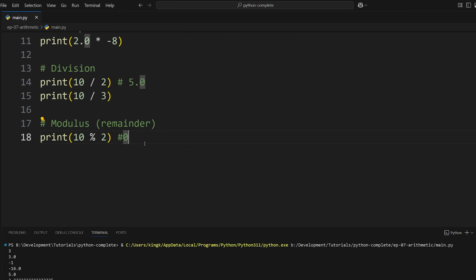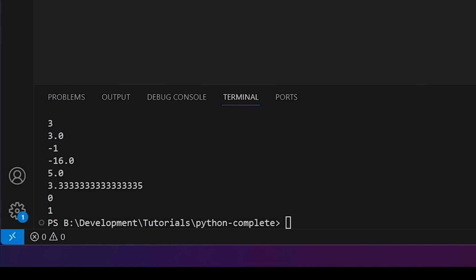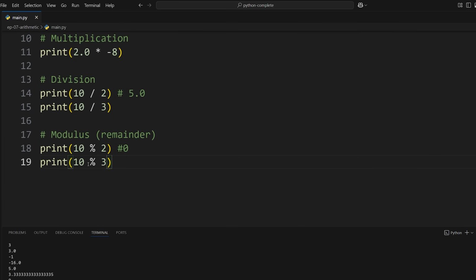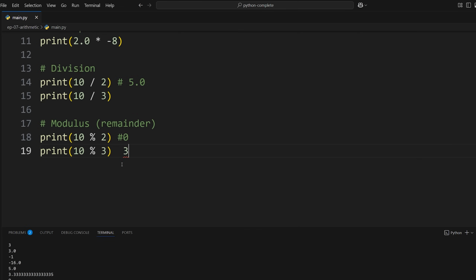But if we were to take this and paste it down here and change it to 3, we know that 3 obviously does not divide evenly into 10, as we saw above with division. So this will give us the remainder of that operation. So let's run it and see what we get. There we go, we get 1. So 3 can go up to 10, so 3 times 3 is 9, and the remainder is 1, because there's 1 left over, so the result of this is 1. So it simply gives you the remainder.